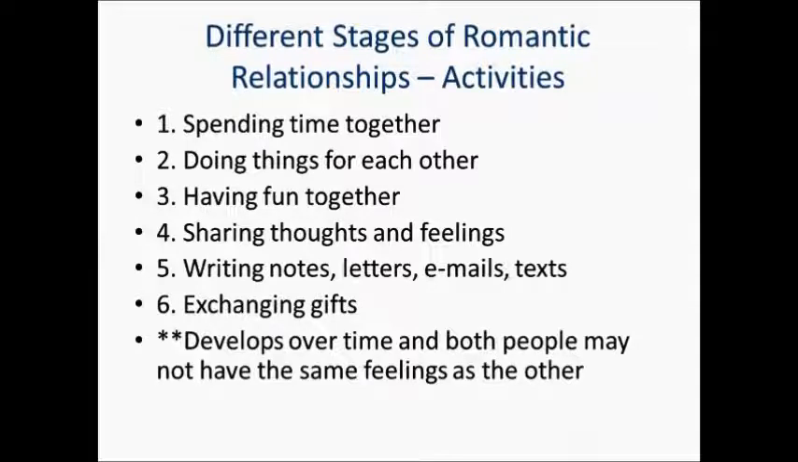So the different stages of romantic relationships. So some activities. Number 1, spending time together. Number 2, doing things for each other. Number 3, having fun together. Number 4, sharing thoughts and feelings. 5, writing notes, letters, emails, or texts. 6, exchanging gifts. And we also need to let our learners know that these stages develop over time, and both people may not have the same feelings as the other.